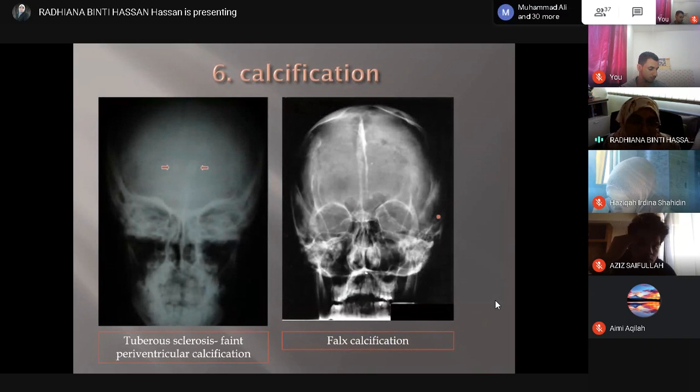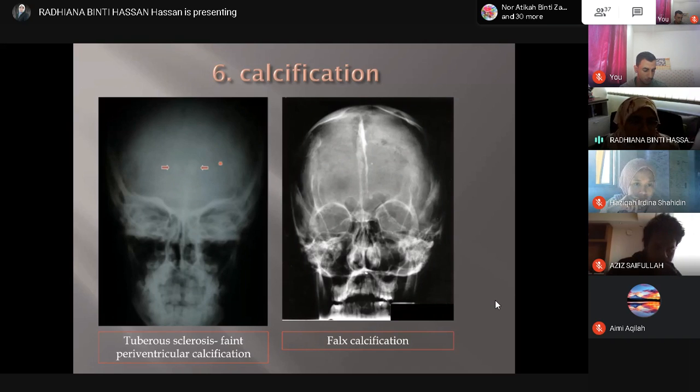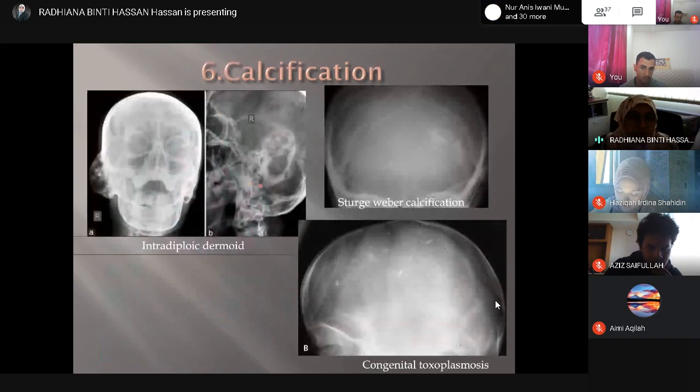Next, calcification. Sometimes you can see calcification, but this one is not easy on plain radiograph. I think calcification is better visualized on CT scan. But for this one, patient has a falx calcification. So you see the shape and the location is actually the normal place where the falx is. Sometimes in tuberous sclerosis, we can have a periventricular calcification, very faint here. So this is also an old image, so not clearly seen.